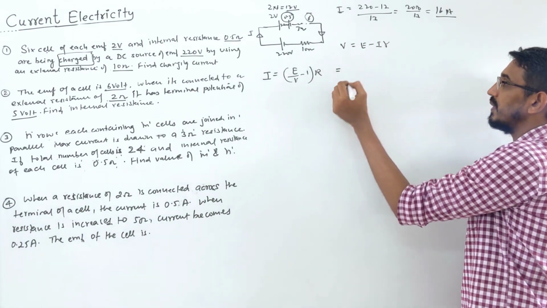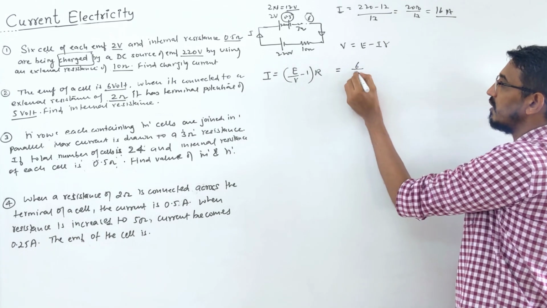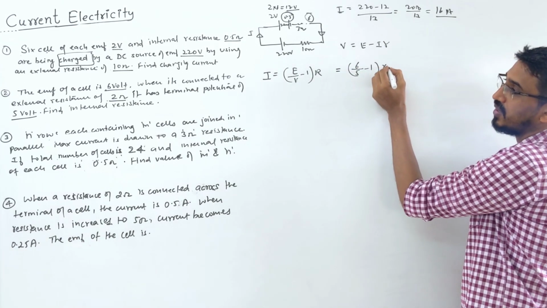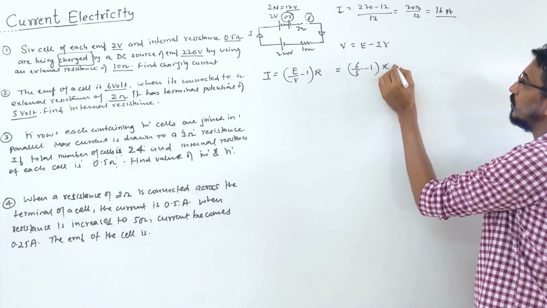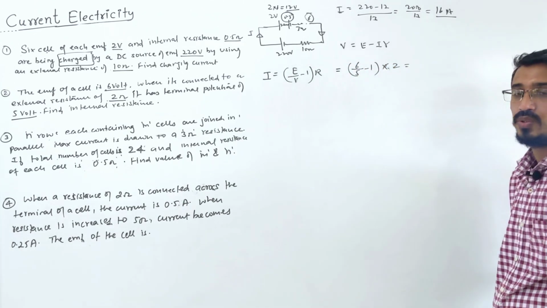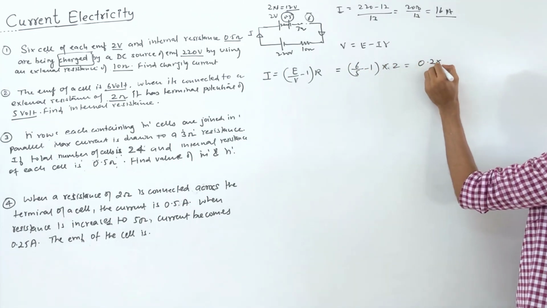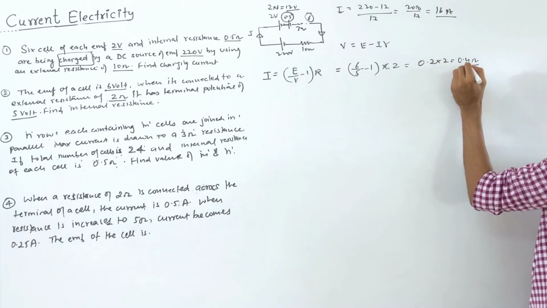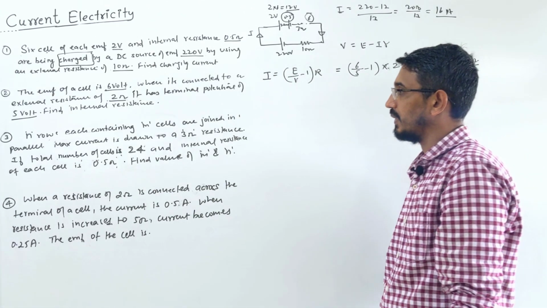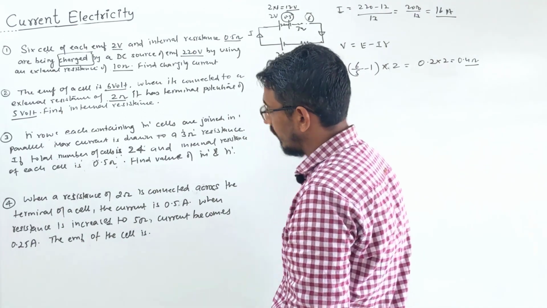So look here, what is given? EMF given 6, potential given 5, minus 1, external resistance given 2 ohm. So this becomes 1.2 minus 1 is 0.2, into 2. What is the answer? 0.4 ohm. Done? Okay. Next question.